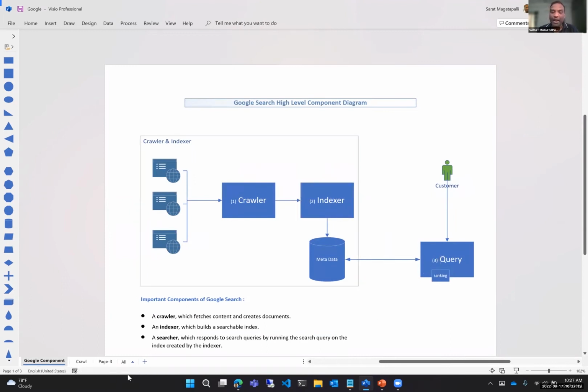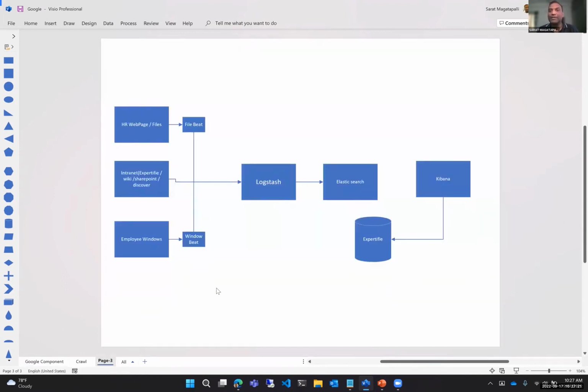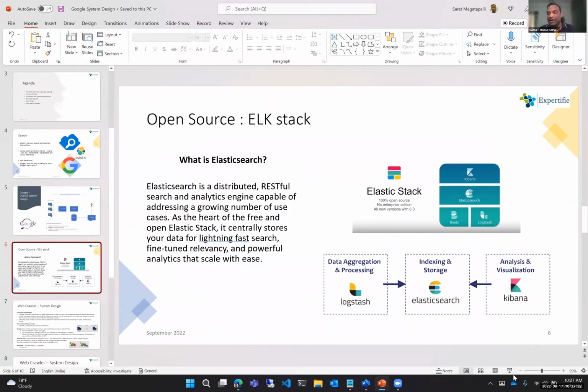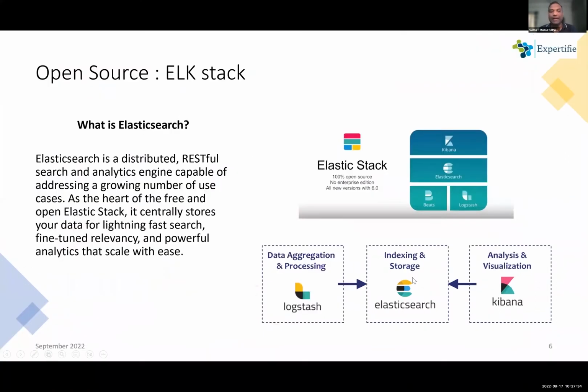So what I'm trying to convey here is that these are the important building blocks, right? All these search products are using the same concepts. And this is the proof which we are showing to you guys. Our open source product like the Elk Stack is leveraging the same concepts. Logstash is acting as a crawler, this is acting as an indexer, and this is acting as a querying tool where you can see the search results.